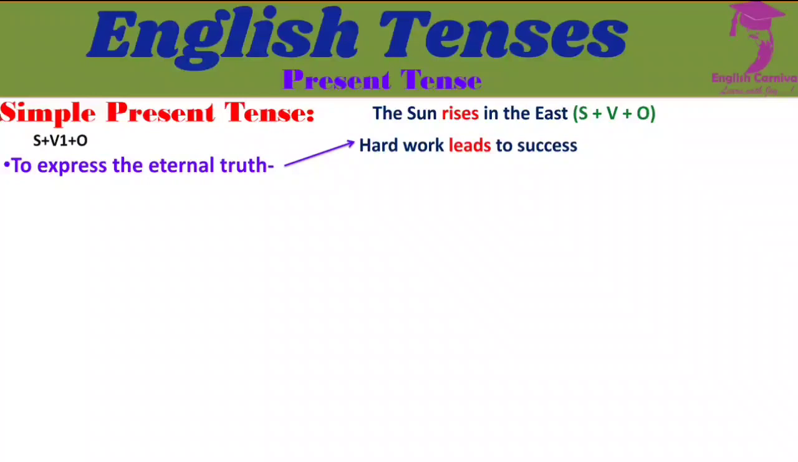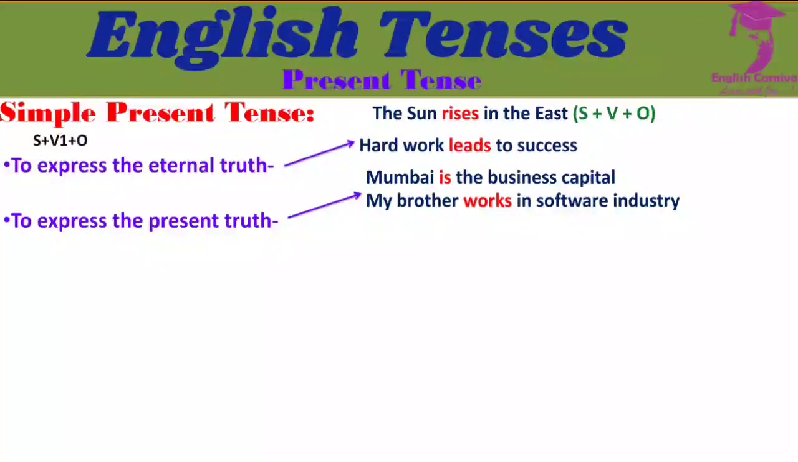Friends, in these two examples, the V1 or the stem or the base form of the verb carries the suffix s with the verbs like rise and lead. Second situation, this tense is used to express the present truth. The examples are: Mumbai is the business capital. My brother works in software industry.